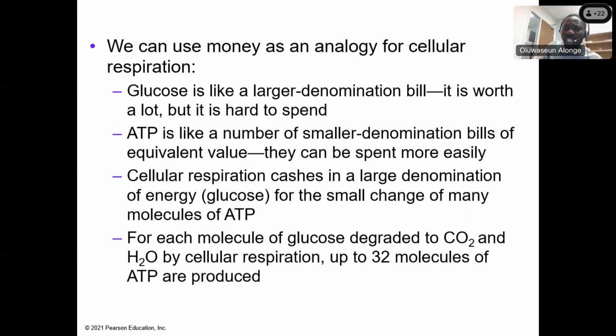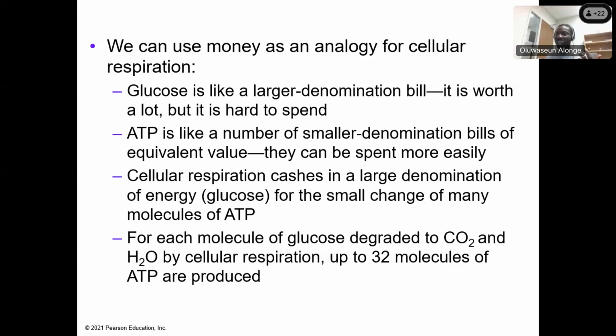We can use money as an analogy for cellular respiration. Glucose is like a larger denomination bill. It is worth a lot, but it is hard to spend. ATP is like a number of smaller denomination bills of equivalent value, but they can be spent. The way you can use energy is when the glucose has been converted to ATP. Glucose will not give you energy by itself. It has to be converted to ATP first.